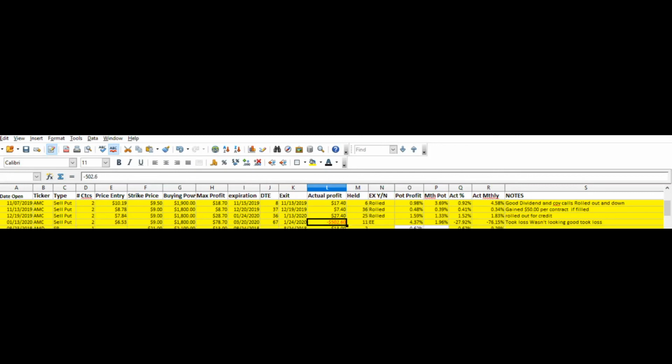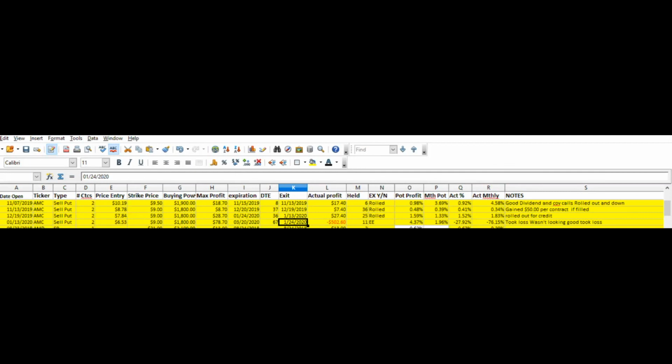$502.60 loss. So as you can see, and I put on here, took loss, wasn't looking good, took loss. That can happen. And obviously, this was on January 13th. I exited on January 24th. It's now trading around 5-something. And I'm pretty sure it was down in the $3 range at the bad point. Point is, I could have held it. I could have kept playing with it.